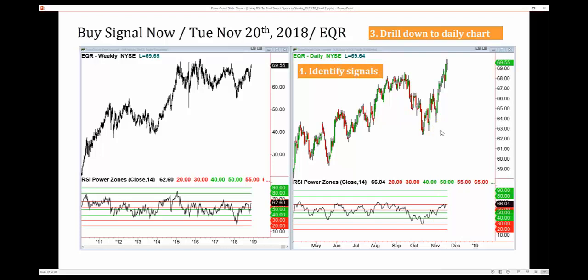Identify signals. Do we have anything showing up that's warning me that we should not consider this? Well, one might say we may have a potential bearish divergence, but A, it's not done yet, and B, we're nowhere near showing any sort of weakness yet. So I'm not going to call a divergence until the market shows me there's one.